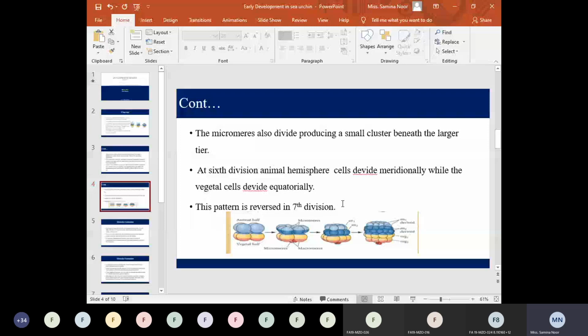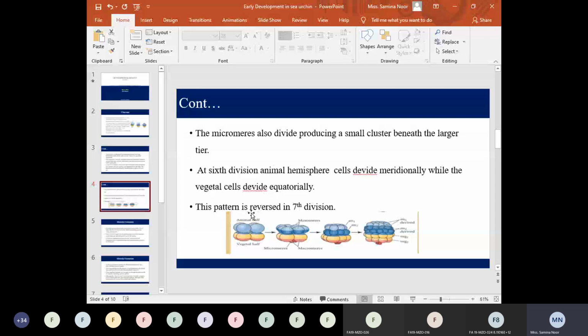So जो sixth division है at the animal hemisphere, that divides meridionally. तो animal hemisphere जो है, वो sixth जो cell division है उसके result में meridionally divide करेंगे, while जो vegetal hemisphere हैं वो divide equatorially. As you can see here, the cells of the vegetal hemisphere at the sixth cleavage division divide equatorially. So ये horizontal plane में divide करेंगे, ठीक है, and then they form the layers which are known as VEG1 and VEG2 layers.